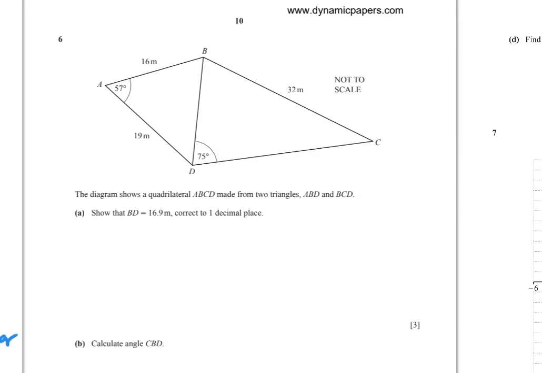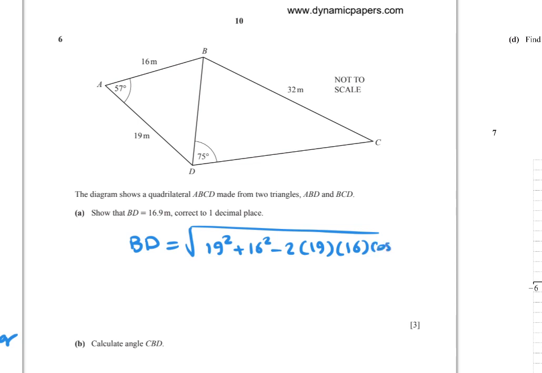Number 6. The diagram shows a quadrilateral ABCD made from two triangles, ABD and BCD. It shows that BD equals 16.9. For BD, we have two sides and the included angle, so we can find BD from the cosine rule. So BD equals the square root of 19 squared plus 16 squared minus 2 times 19 times 16 cosine of 57, which equals 16.9 to 1 decimal place.